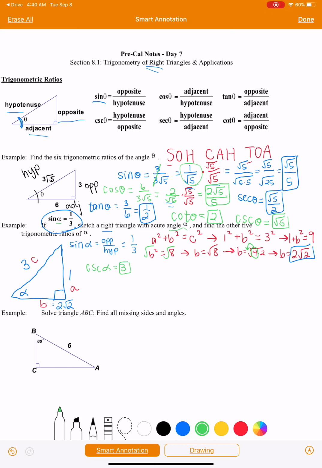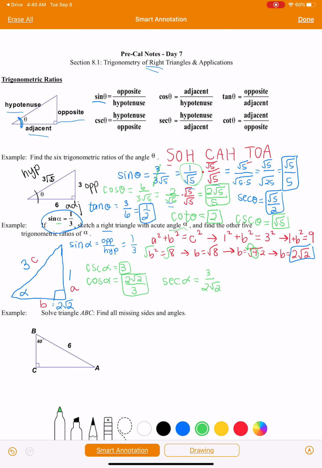Next we have cosine. Cosine of alpha is adjacent over hypotenuse, and so adjacent is 2 root 2 over hypotenuse, which is 3. There's no radical in the denominator, so I'm good to go here. Then I need to find secant, which is the opposite of the cosine. So I'm going to flip around my cosine. So now I have 3 over 2 root 2.